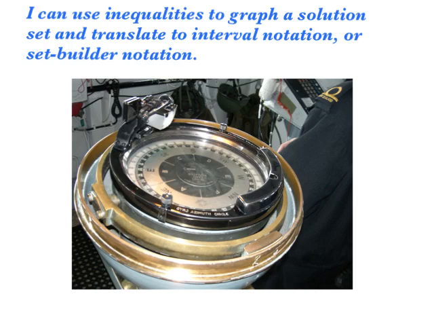I can use inequalities to graph a solution set and translate to interval notation or set builder notation. Featured below is a gyroscope which allows us to find north when we are out in space. My trivia question for the video is, which planets lack a magnetic field? Which planets in our solar system lack a magnetic field like Earth?